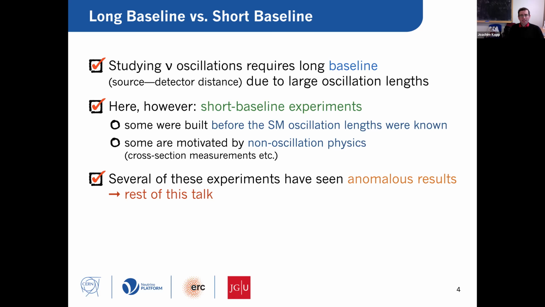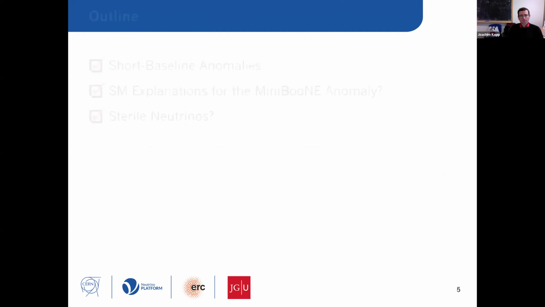And some of the experiments that I'm going to talk about are motivated by physics that does not directly have to do with flavor mixing. For instance, it can be motivated by things like cross-section measurements. And the reason I'm in particular talking about short baseline experiments is because some of those have given us some anomalous results that we don't understand yet. And I hope to shed some light on those in this talk.